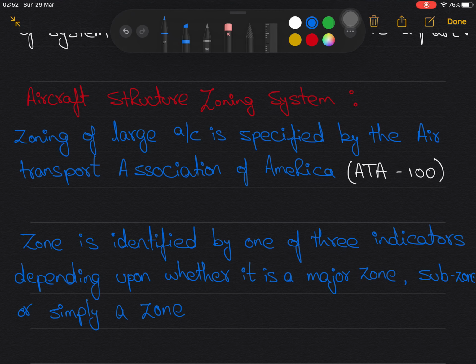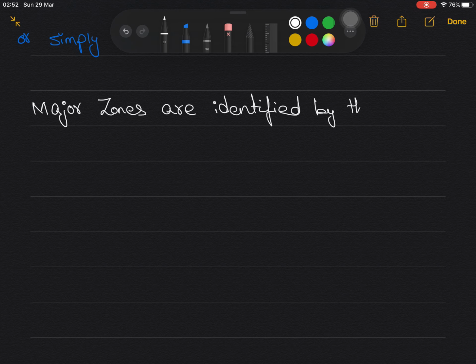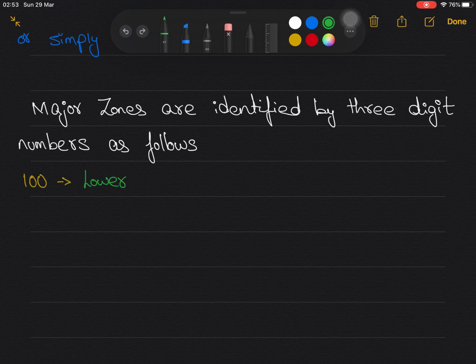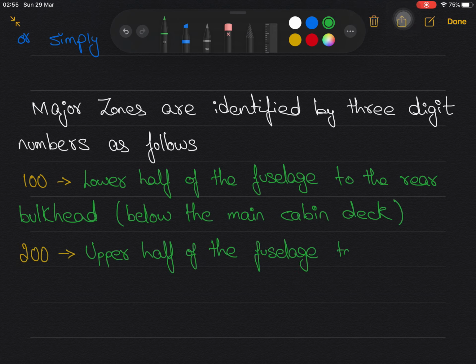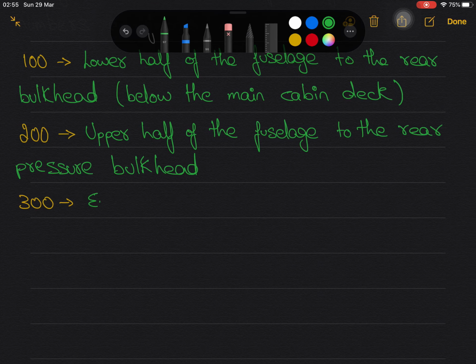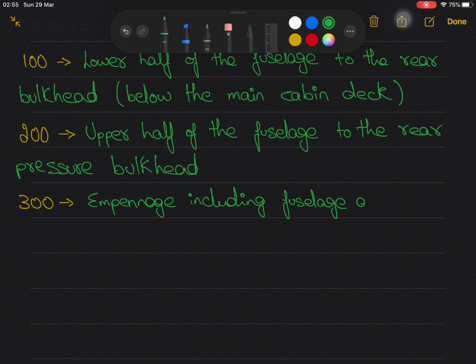A zone is identified by one of 3 indicators depending upon whether it is a major zone, subzone or simply a zone. Major zones are identified by 3-digit numbers as follows. 100, lower half of the fuselage to the rear bulkhead, below the main cabin deck. 200, upper half of the fuselage to the rear pressure bulkhead. 300, empennage including fuselage aft of the rear pressure bulkhead. 400, power plants and struts or pylons.